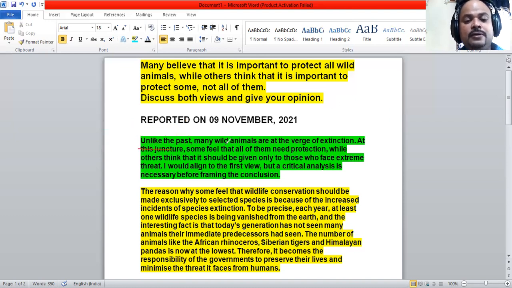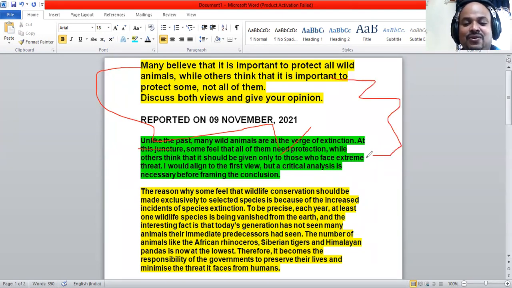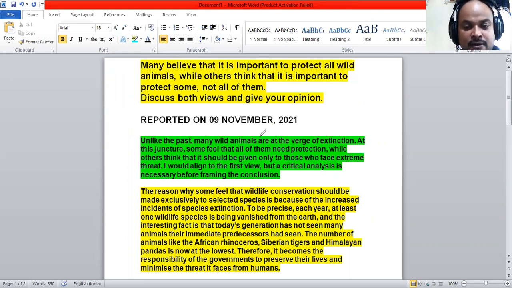At this juncture, some feel that all of them need protection. That's the first argument. While others think that it should be given only to those who face extreme threat. Not to all. Only those who face extreme threat should be given protection. So the topic is presented, argument number one and argument number two are presented.